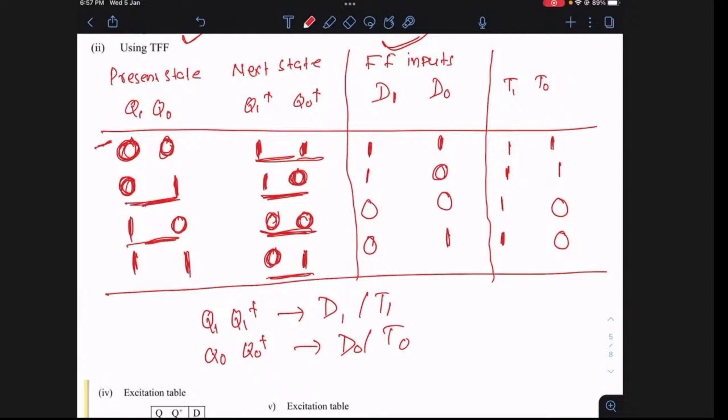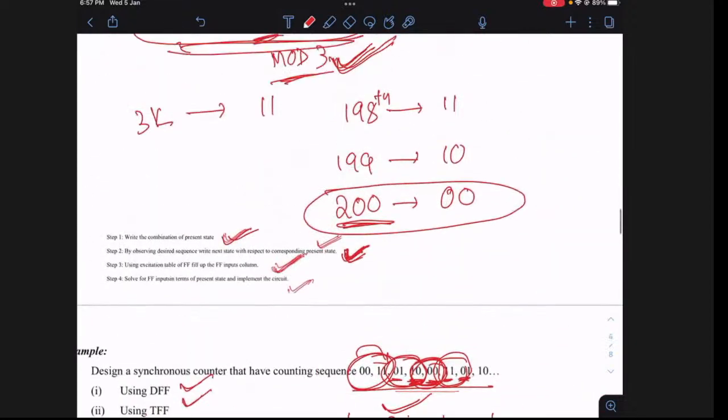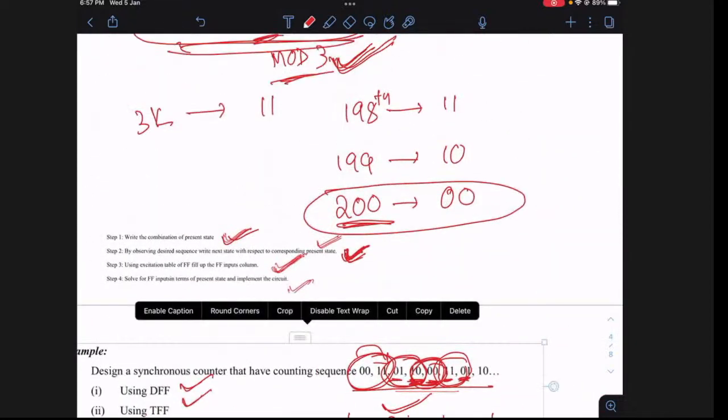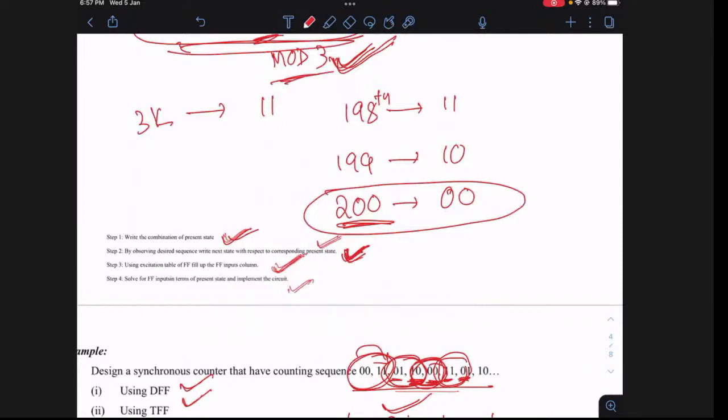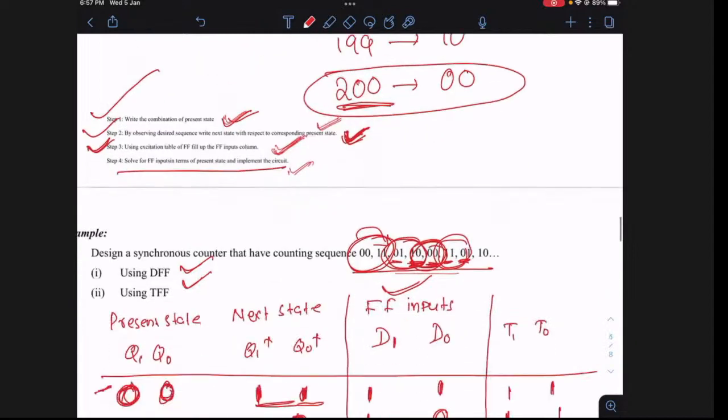So this is the step we have seen. The first step, the combination of the present state, we have done it. By observing the desired sequence, write the next state corresponding. This we have done. Using the excitation table of the flip-flop, fill up the flip-flop input column. This also we did. So now we are left with the last step: solve for flip-flop inputs in terms of the present state and implement the circuits.